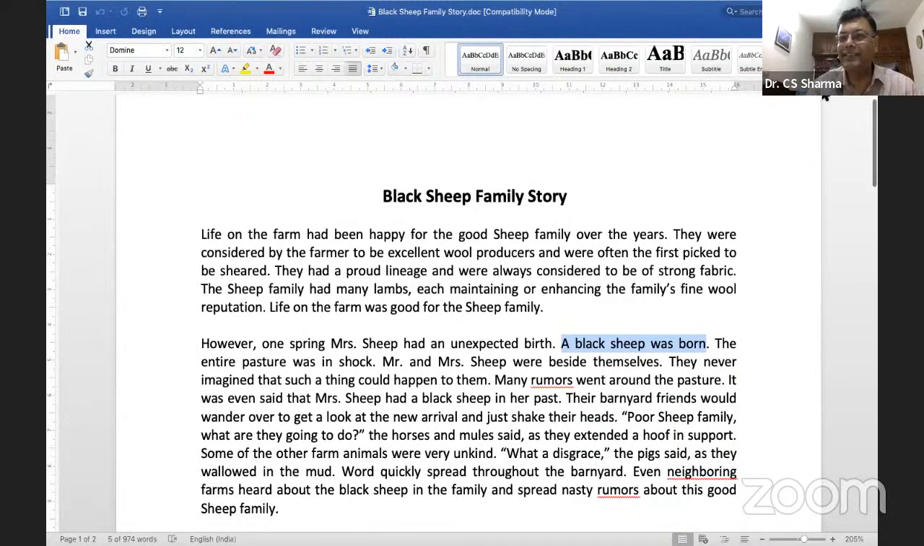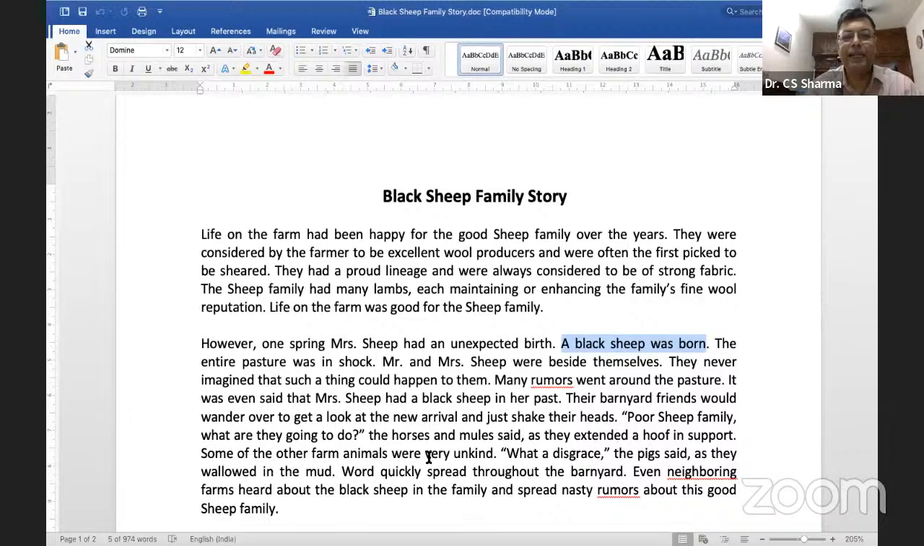Now look at the case. It is very interesting. It even said that Mrs. Sheep had a black sheep in her past. The barnyard friends would wander over to get a look at the new arrival and just shake their heads. "Poor sheep family, what are they going to do?" the horses and mules said, as they extended a hoof in support.